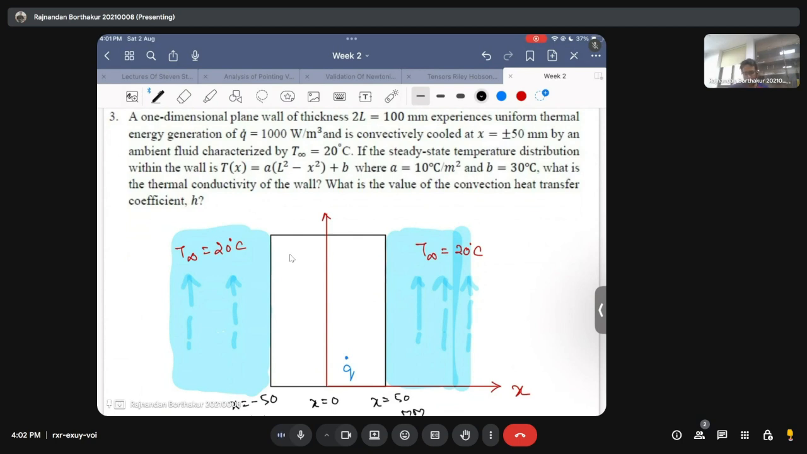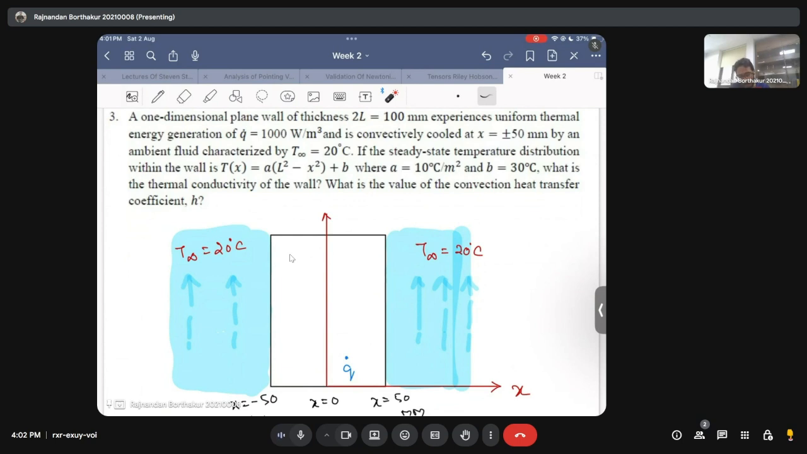Okay, so let's look into this problem. It says that a one-dimensional plane wall of thickness 2L equal to 100, meaning that this length is 100 mm, experiences uniform thermal energy generation of q dot equal to 1000 watt per meter cube. Okay, so there is a source which generates energy inside this slab.